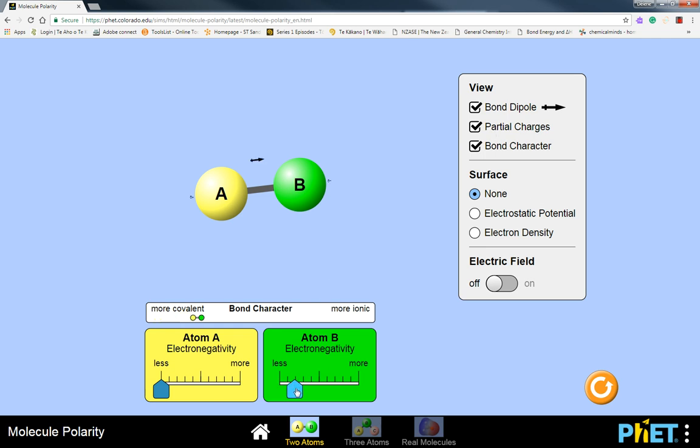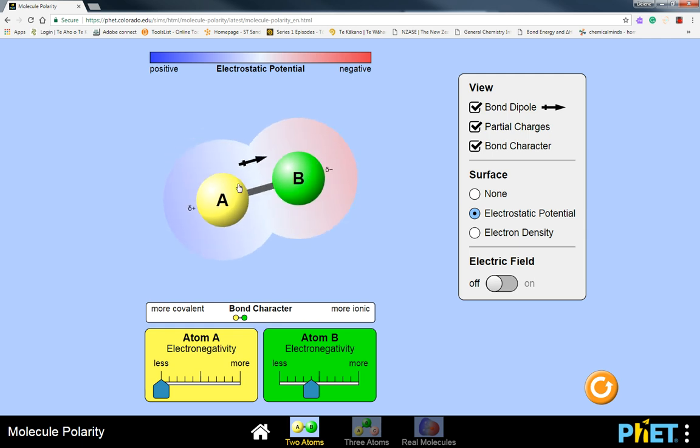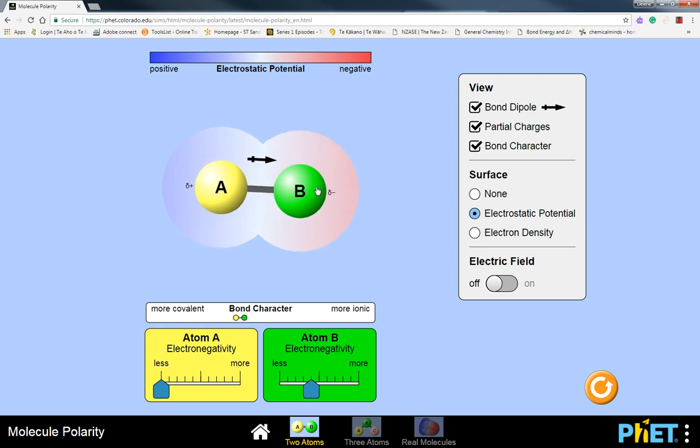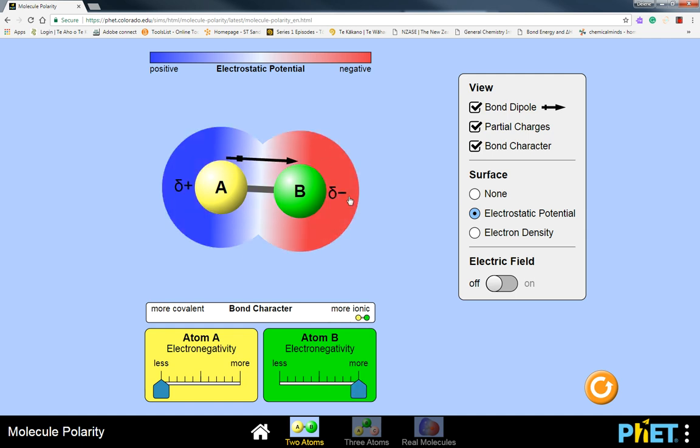If I increase the polarity, and especially if I click on this so you can see the color change, then notice how the bond dipole is always from the less electronegative to the more electronegative atom. And as I increase the electronegativity of B, this side becomes more negative and that side becomes more positive. So play around with what happens with the electric field on and any of those buttons. Then try the 3 atoms.